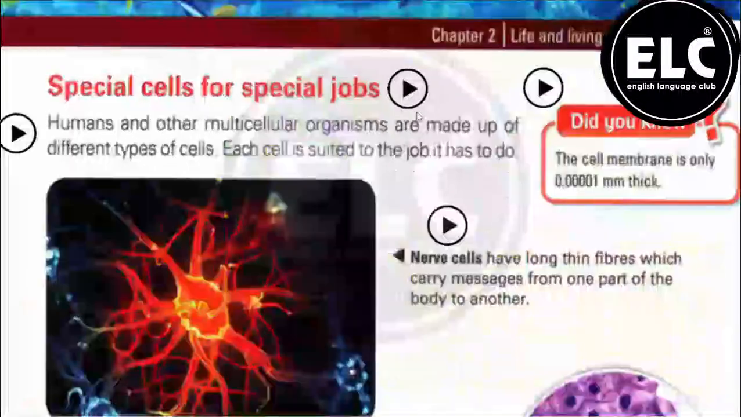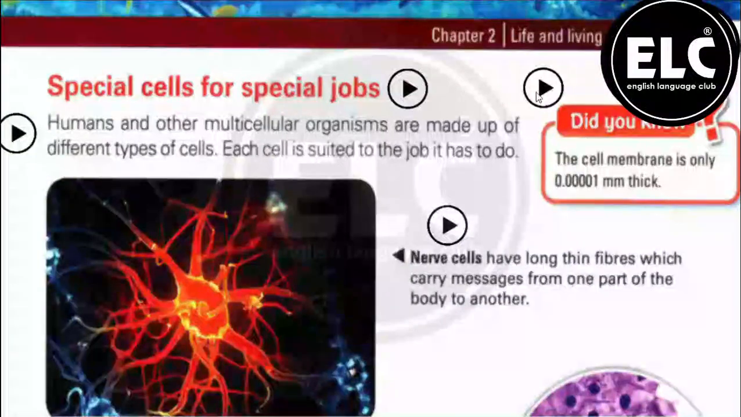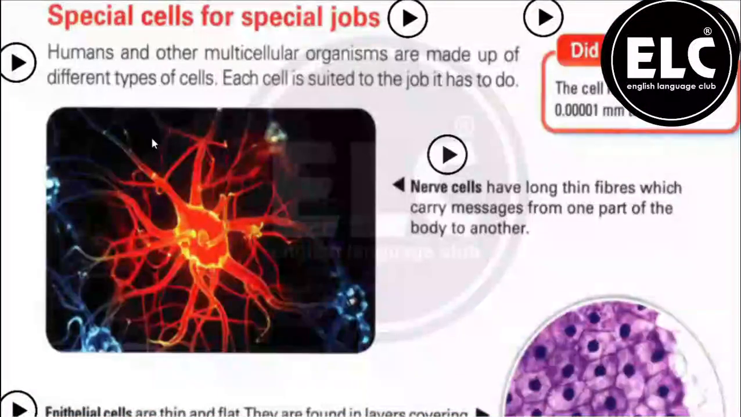Special cells for special jobs. Humans and other multicellular organisms are made up of different types of cells. Each cell is suited to the job it has to do. Nerve cells have long thin fibers which carry messages from one part of the body to another.